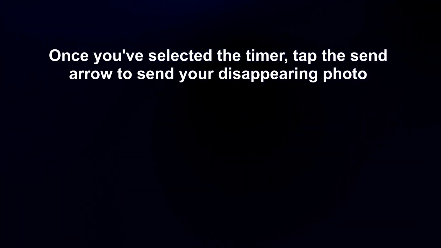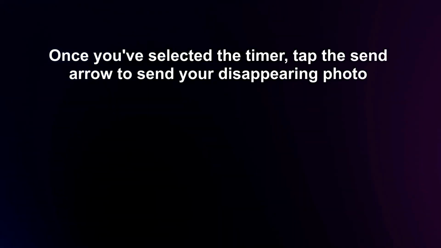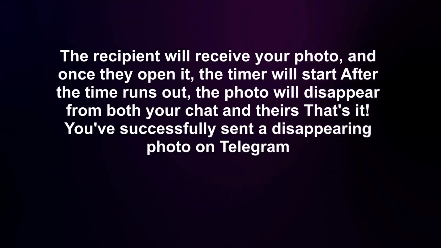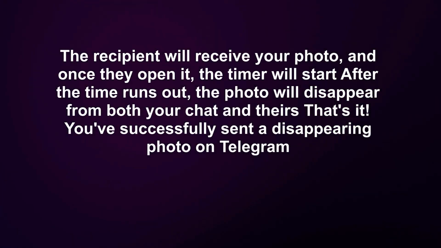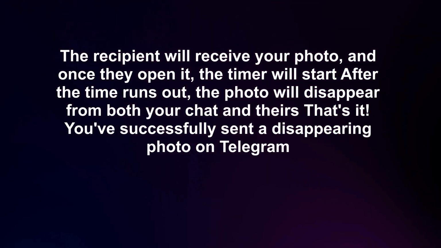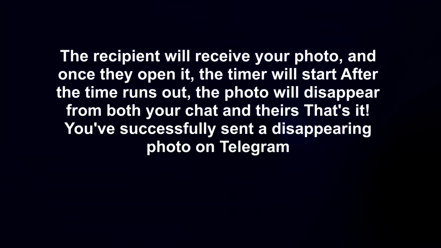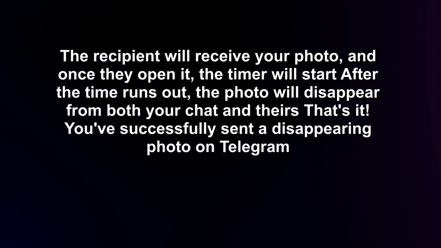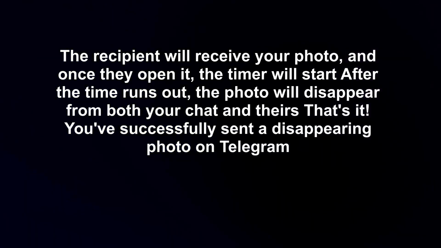Once you've selected the timer, tap the send arrow to send your disappearing photo. The recipient will receive your photo, and once they open it, the timer will start. After the time runs out, the photo will disappear from both your chat and theirs. That's it. You've successfully sent a disappearing photo on Telegram.